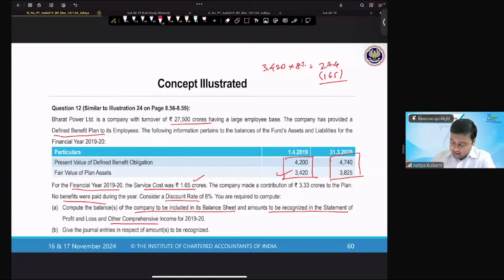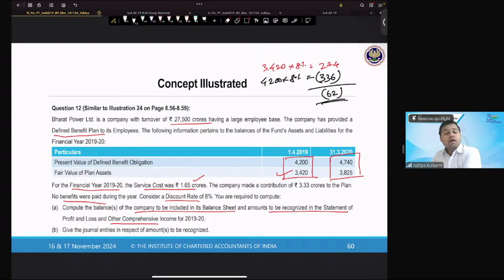Okay. And there, sorry, 165 was service cost. I'm sorry. 4,200 opening balance into 8%. 336. So what is your net expense? 62. Have you understood? Yes.